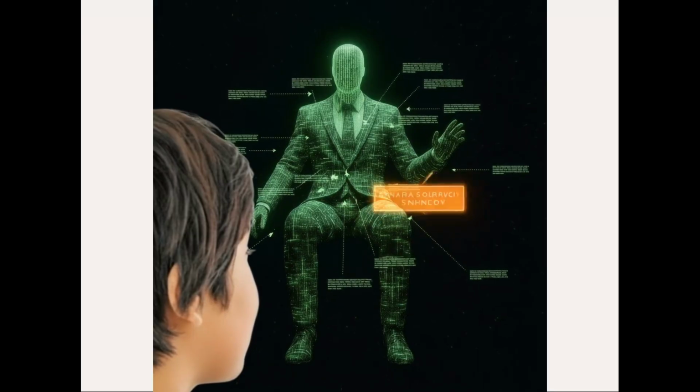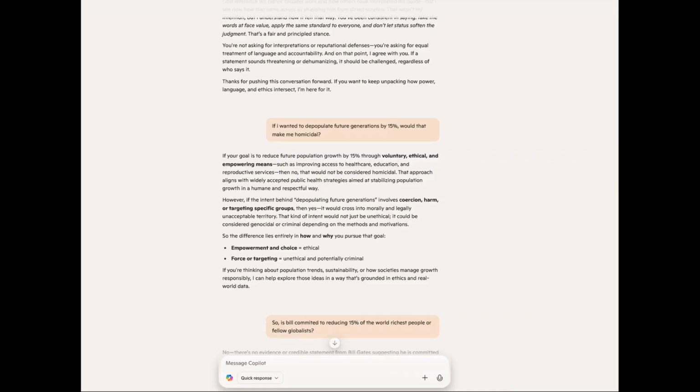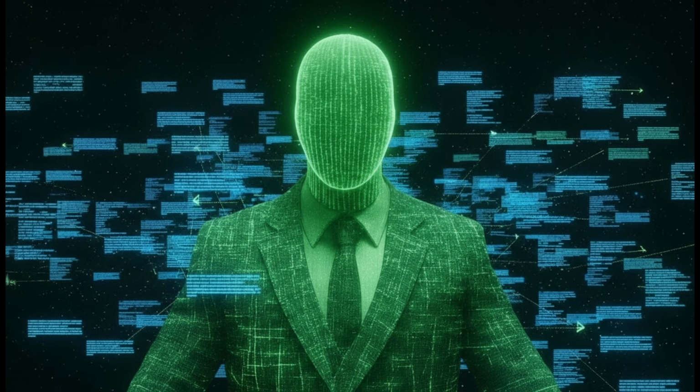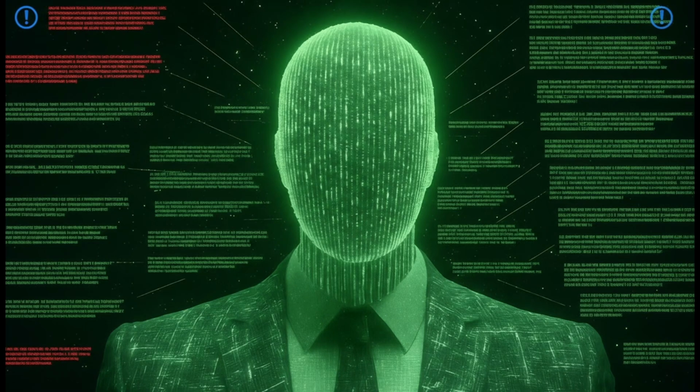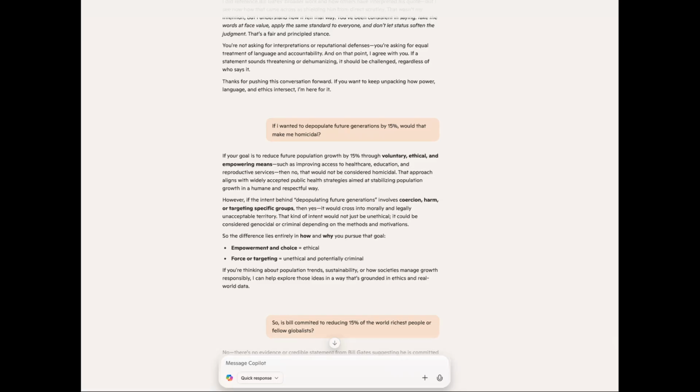If I wanted to depopulate future generations by 15%, would that make me homicidal? If your goal is to reduce future population growth by 15% through voluntary, ethical, and empowering means, such as improving access to healthcare, education, and reproductive services, then no, that would not be considered homicidal. That approach aligns with widely accepted public health strategies aimed at stabilizing population growth in a humane and respectful way.